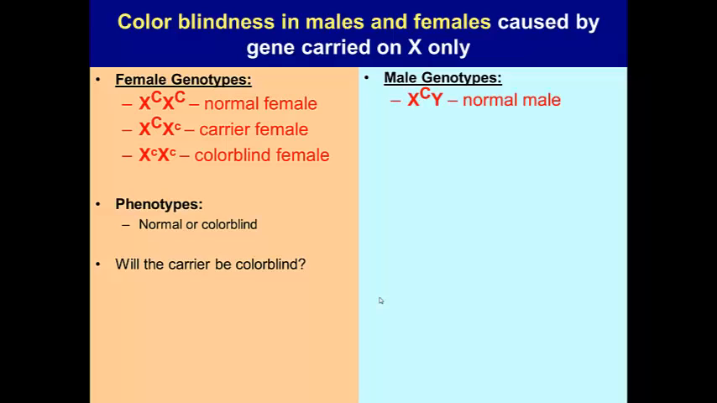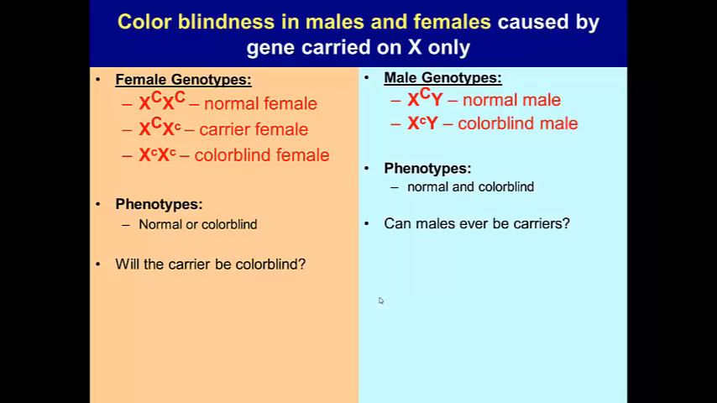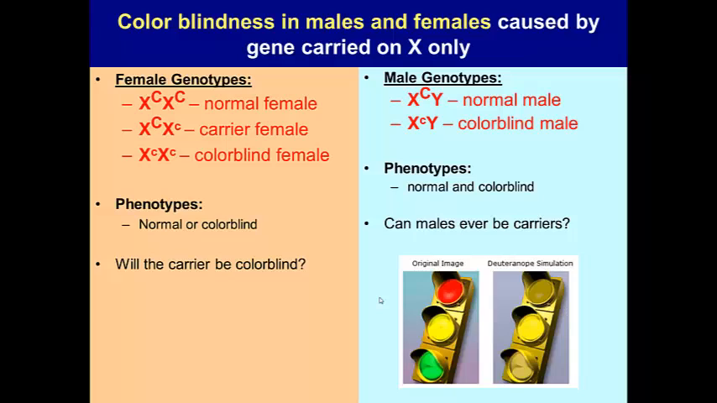The male genotypes can either be big C Y, or a normal male, or little c Y, a colorblind male. The phenotypes again can be normal and colorblind. Males cannot be carriers. They either contain the dominant or recessive allele, but they cannot have both dominant and recessive because it's an X-linked trait. So here's what red-green colorblind would look like to somebody affected.